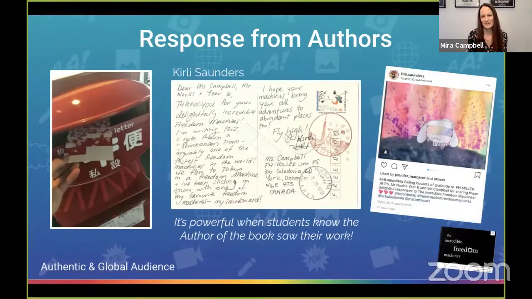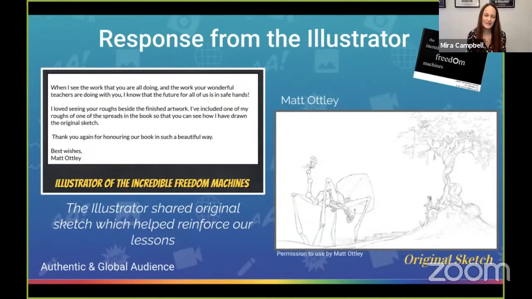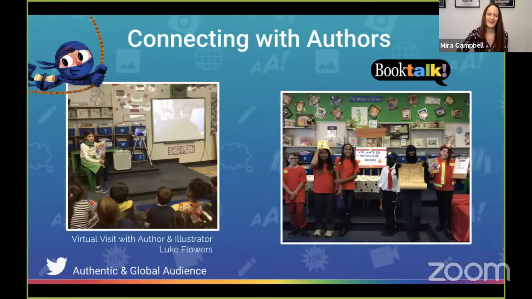This was a great example. We shared our Incredible Freedom Machines artwork, and the author actually saw it, and she shared it on her social media, and she wrote us a lovely postcard. And just that powerful moment of the students knowing that the author saw her work, it was so validating. And then the illustrator of the same book, he commented on how he loved that we had the rough sketches that the students had done beside their finished artwork. And he shared actually one of his original sketches from the book. And so that was really great for the students to see and helped reinforce some of those lessons that we were teaching them.